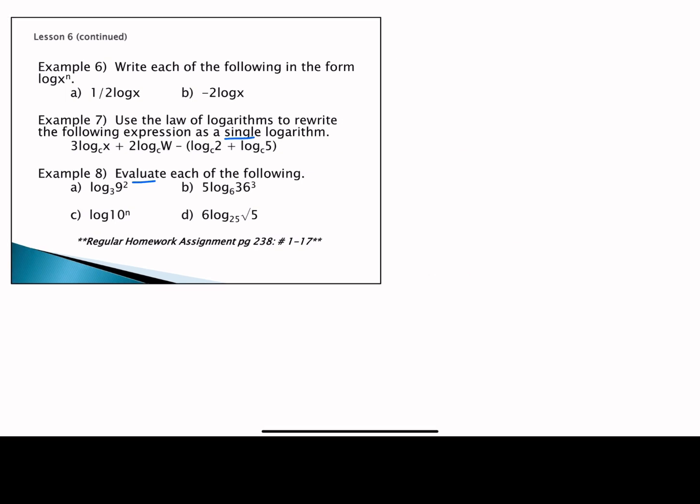The last example might be the most challenging. In this case, we're going to approach this by saying if you have 6 log base 25 of root 5, that radical is kind of posing a bit of a problem, and maybe the bases don't match as nicely as we would want them to.